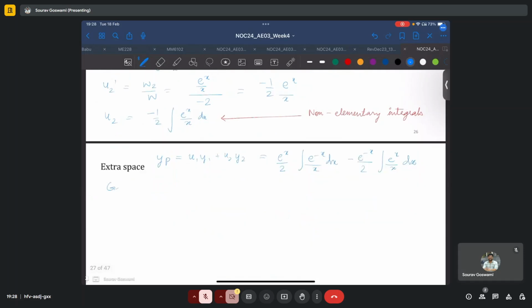And so the general solution of the non-homogeneous ODE is y equals the sum of the complementary function and the particular solution, which is c1 e power x plus c2 e power minus x plus e power x by 2 times the integral of e power minus x by x dx minus e power minus x by 2 times integral of e power x by x dx. And this is the solution that we were looking for.